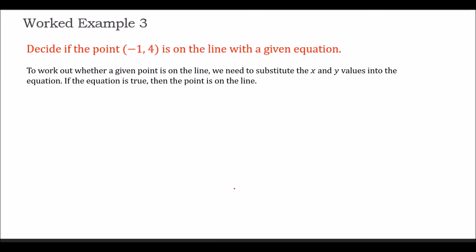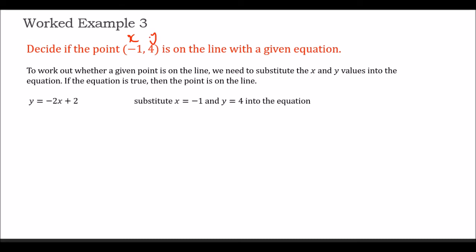All right, worked example number 3. Decide if the point negative 1, 4 is on the line with the given equation. What we're trying to figure out is whether this point is on the line by substituting the x and y values into the equation. Remember, this coordinate is an x and y coordinate. If it makes sense in the equation, then this point is on the line.